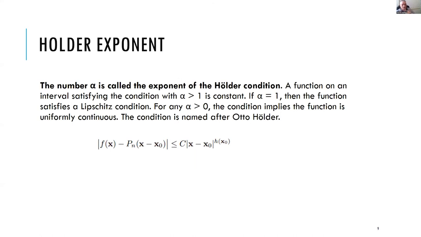The Hölder exponent is a number defined by Otto Hölder. A function on an interval satisfying the condition with alpha greater than one is constant. If alpha is equal to one, then the function satisfies the Lipschitz condition. For any alpha greater than zero, the condition implies that the function is uniformly continuous, and the condition is called after Otto Hölder. So we have a function f of x and a polynomial Pn of x minus x0. The exponent is h of x0, where the difference between the function f of x and the polynomial Pn of x minus x0 satisfies this condition.